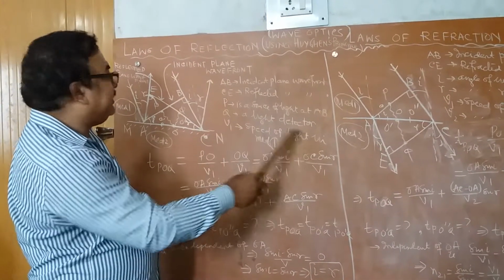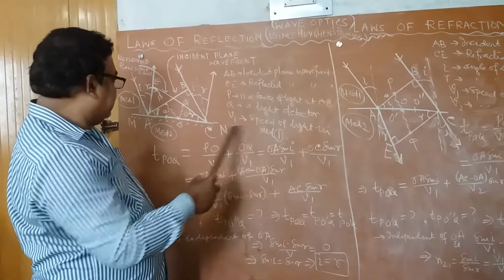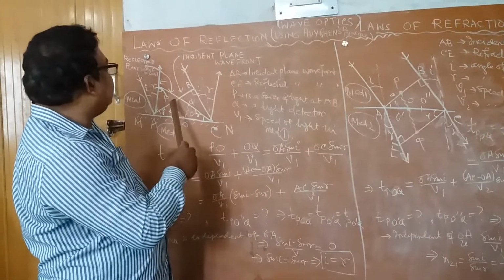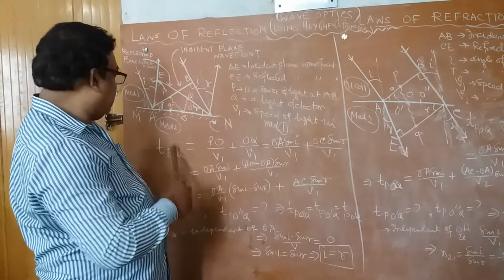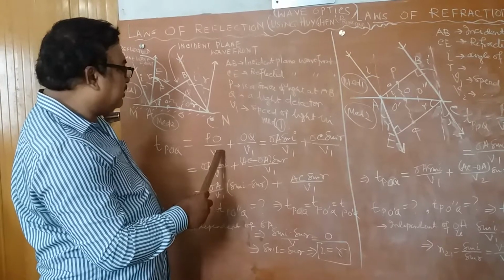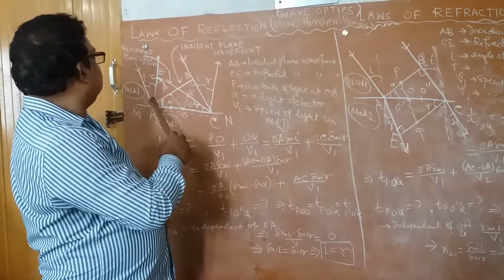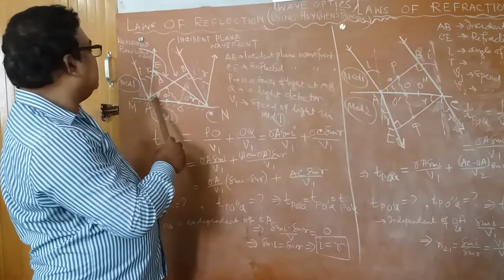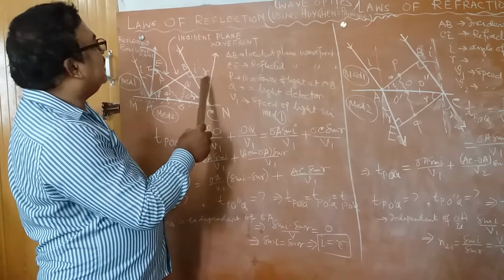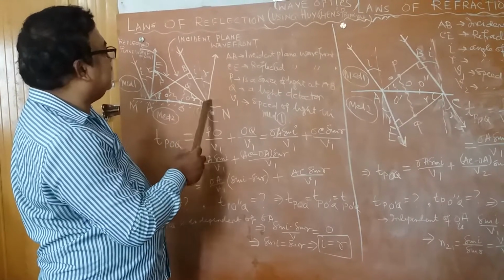V1 is the speed of light in this medium, so medium 1. So we are calculating the time taken by light wave from P to Q via O. So this is PO by V1 plus OQ by V1. This is I, this is normal to this. So this angle is I. Similarly, this is R, this is normal, and this is normal to this ray.